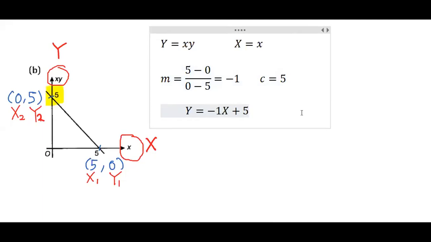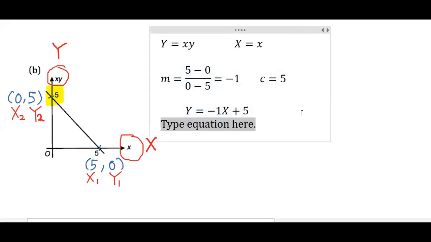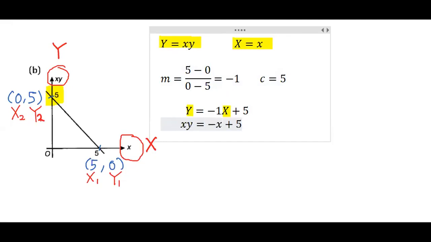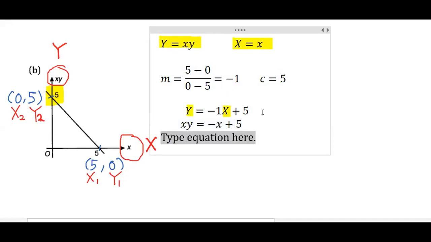Tapi soalan dia nak big Y ke? No, the question wants small y. So, y besar ganti dengan xy, x besar ganti dengan x kecil. So, we replace the answer. So, here is xy equals to negative x plus 5. Is it done? Habis ke? Tak. Not yet. They ask you to find y kecil.